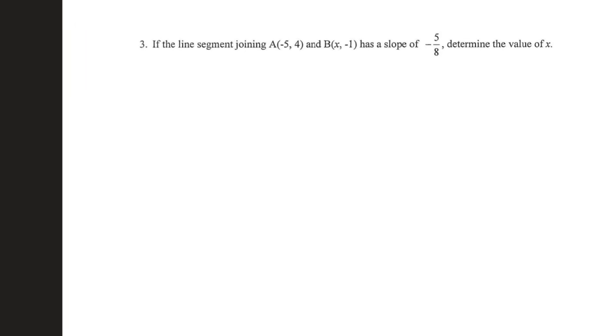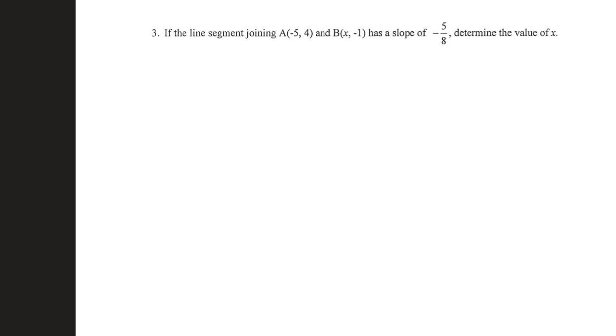Okay, we take a look at problem 3, and it just says, if the line segment joining point A and point B has a slope of -5/8, determine the value of x. So if we scan that problem pretty quickly, we might recognize that we don't have all the coordinates at point B. We have the y coordinate of -1, but we're missing the x coordinate of x.